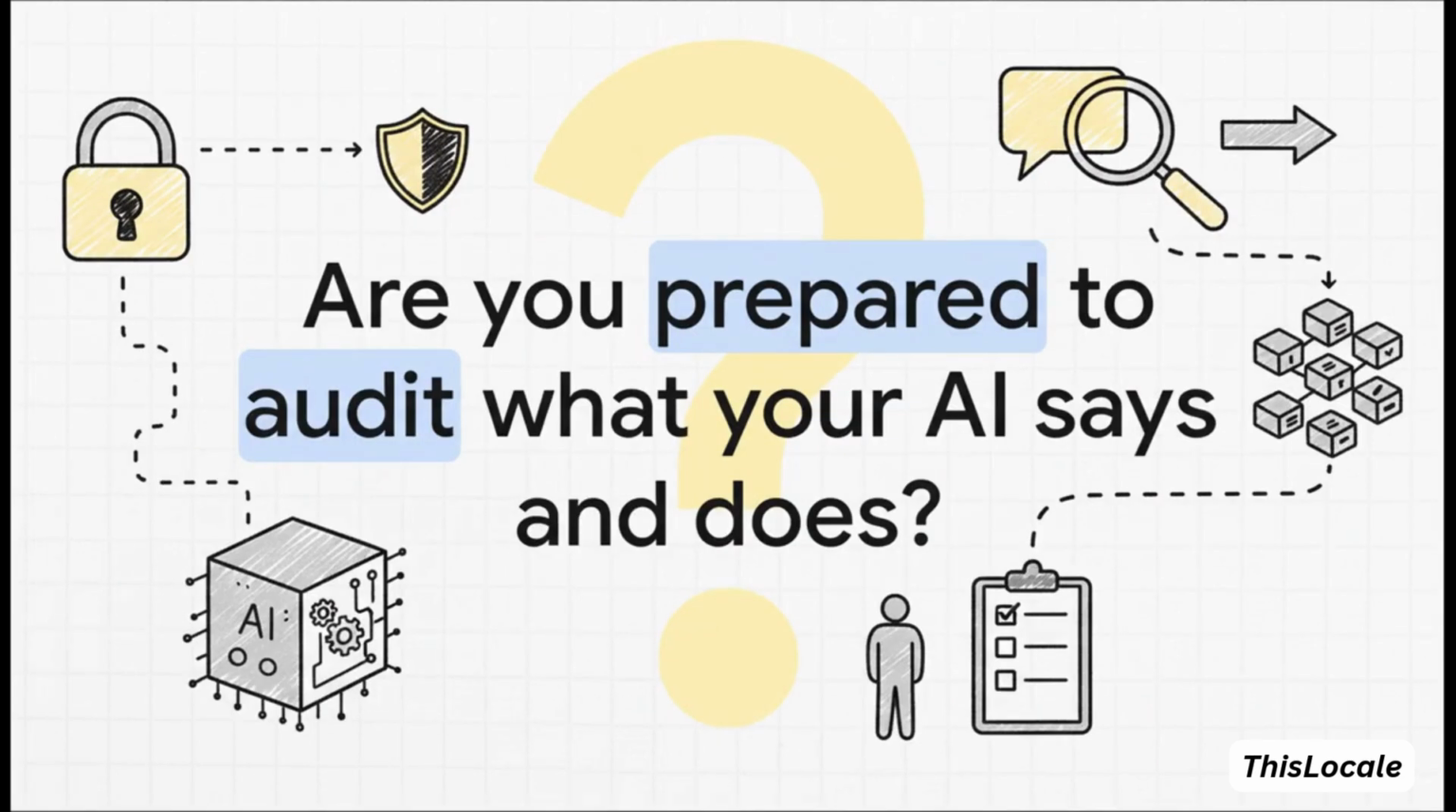And that brings us to the final question. It's really no longer about if you're going to use AI, but how you're going to secure it. In this new world, your organization is responsible not just for your technology's actions, but for its words. So the question is, are you prepared for that responsibility?